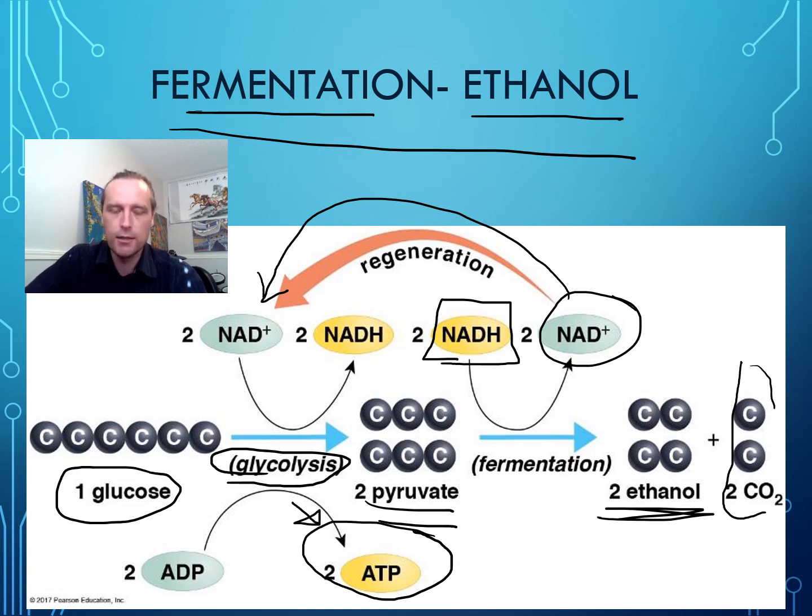This is in yeast and plants, not animals. Animals do not produce ethanol. That would be really bizarre. That would mean that if you were sprinting and started doing anaerobic respiration, your muscles would produce alcohol and you would slowly become intoxicated. So obviously animals don't do this.